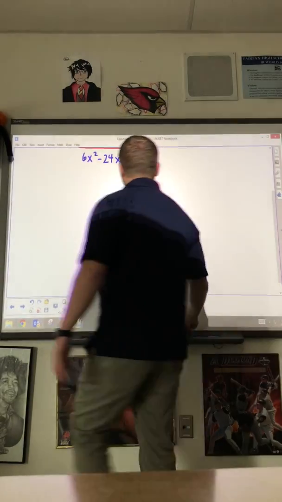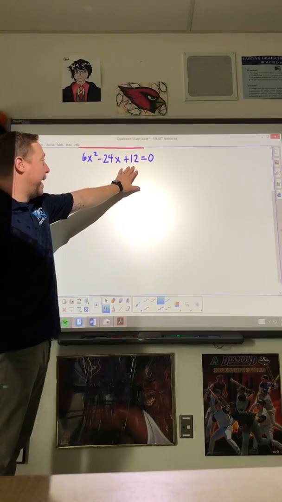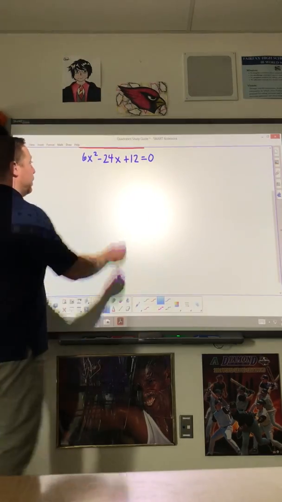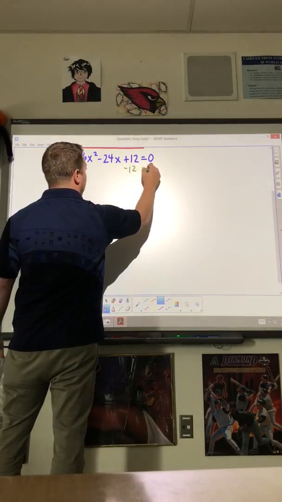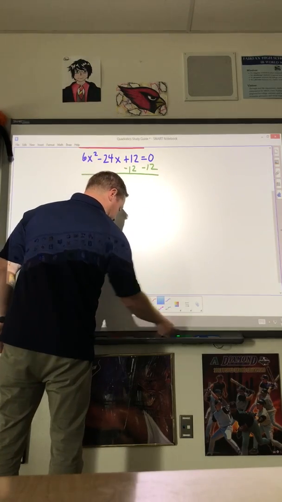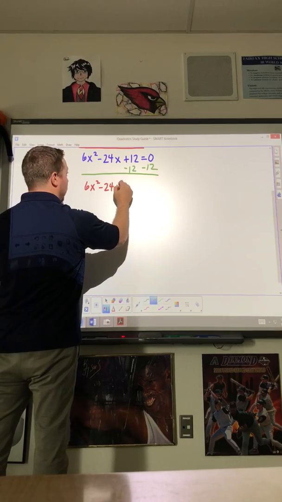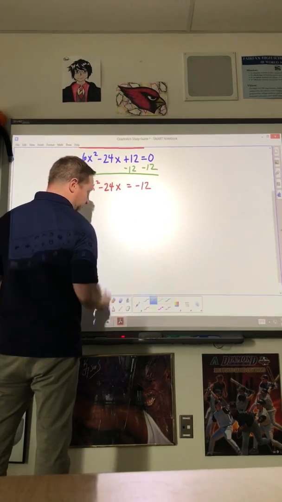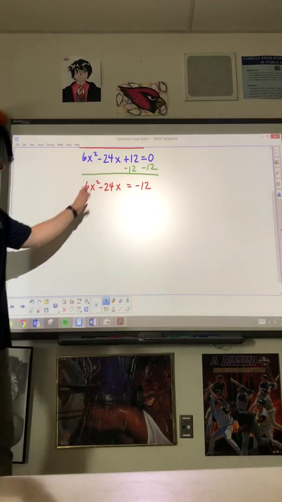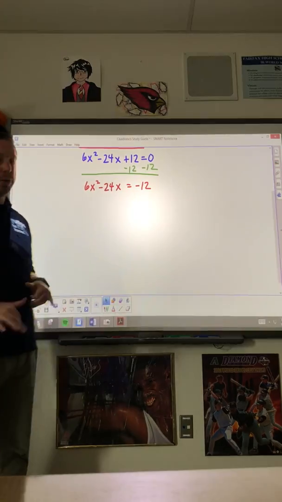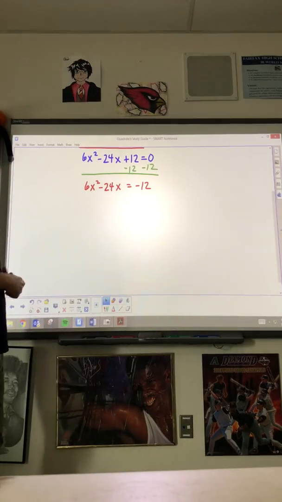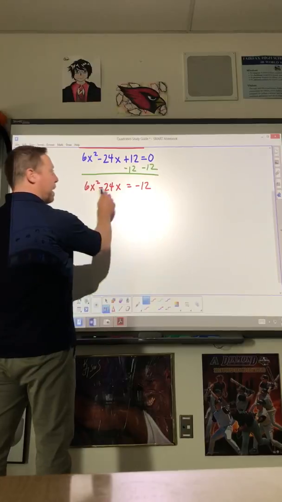Okay, steps to completing the square. Step 1, I hate this c. I need to get rid of it. So I'm going to do minus 12 on both sides. I now have 6x squared minus 24x equals negative 12. Okay, I get rid of that because I'm going to create a new c on my side that will make this factor beautifully. But I'm not ready to do that yet.